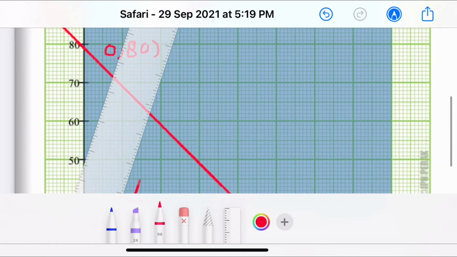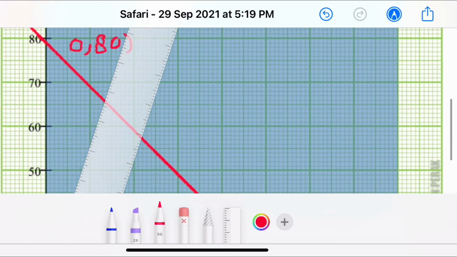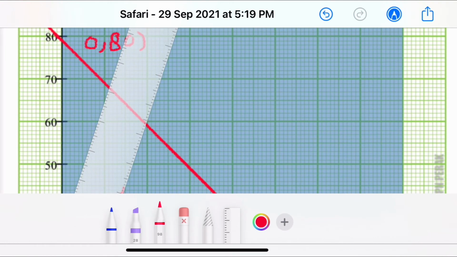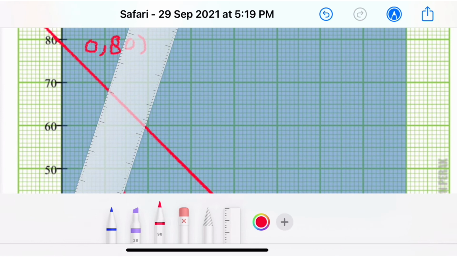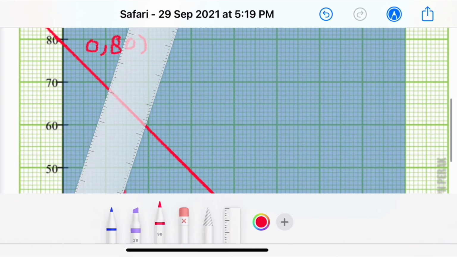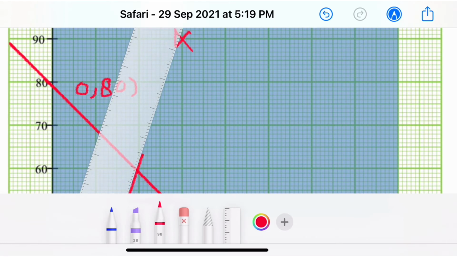Alright, so okay, so that's alright. So I'm having 30. Okay, 60. We have 20, 60 here, right? Alright, so let's go further up. Here would be 30, 30 and 90.